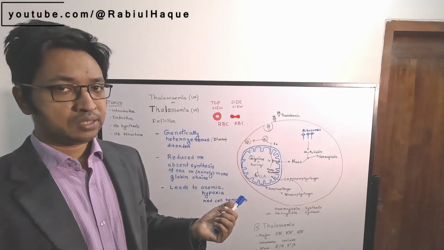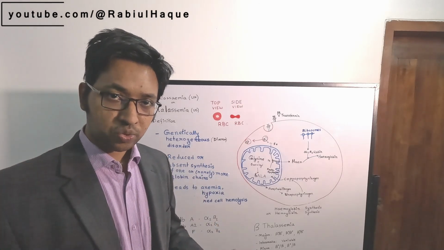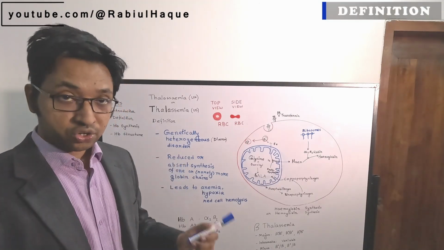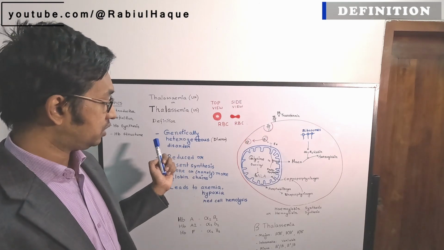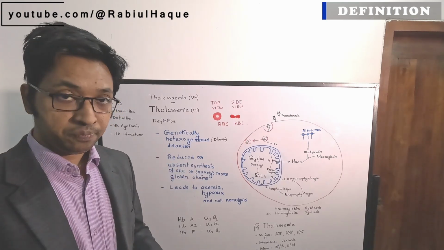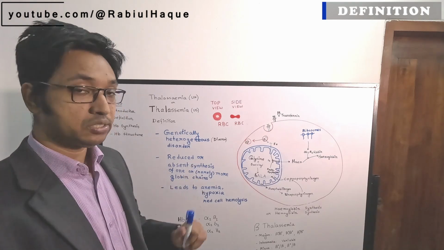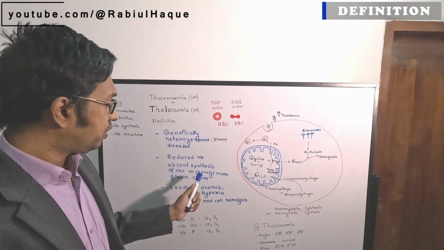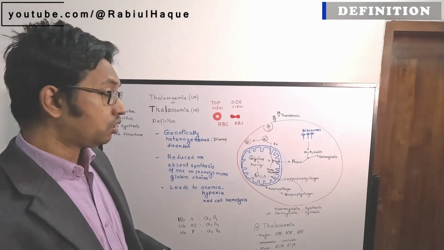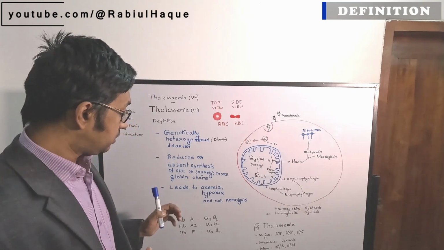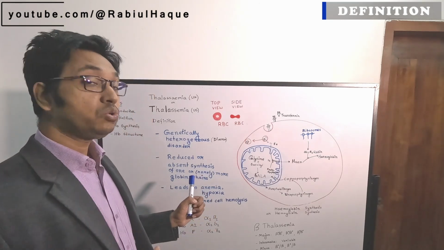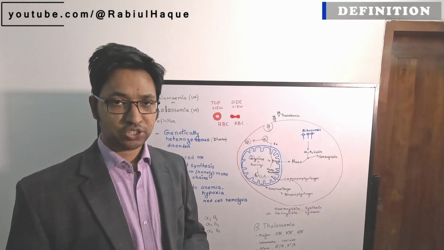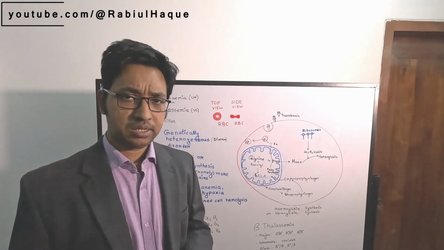So how can we define thalassemia? Let's just summarize what we have just mentioned. Thalassemia is a group of disorders, a genetically heterogeneous group of disorders characterized by reduced synthesis or absent synthesis of usually one or rarely more than one type of globin chains, and this leads to anemia, tissue hypoxia, and red cell hemolysis or red cell destruction. So now let's explain this definition.